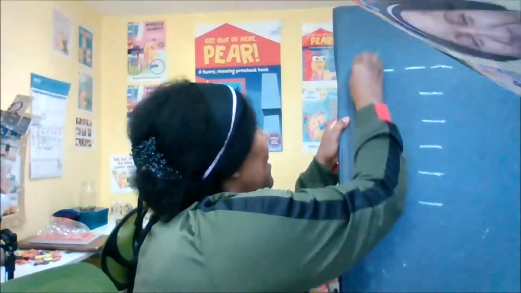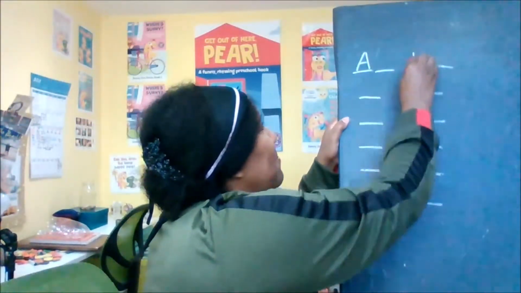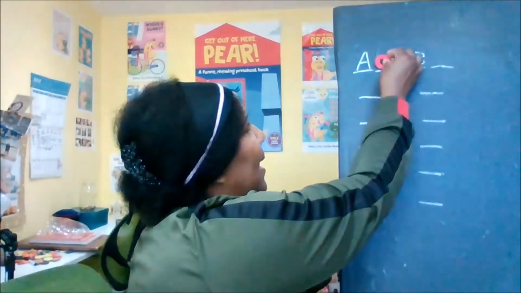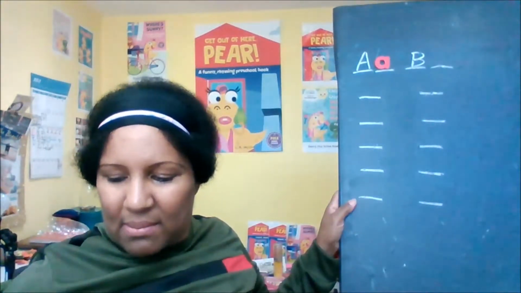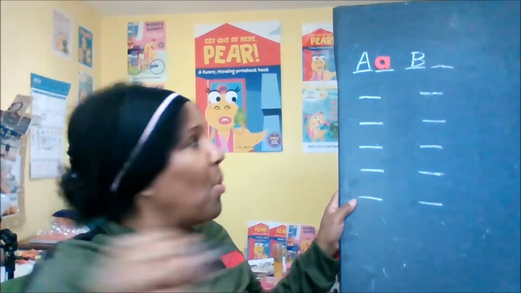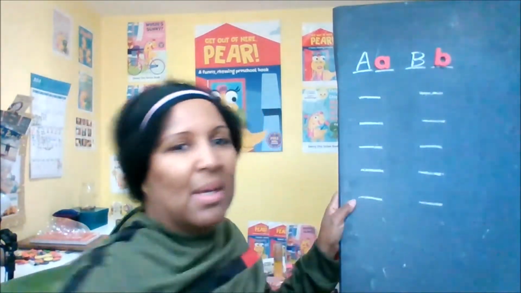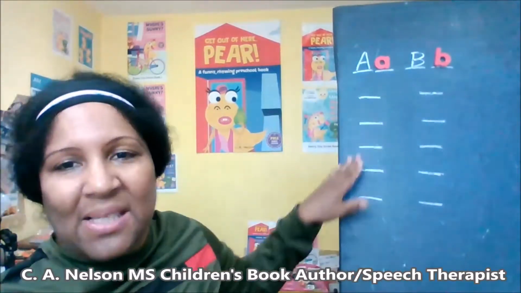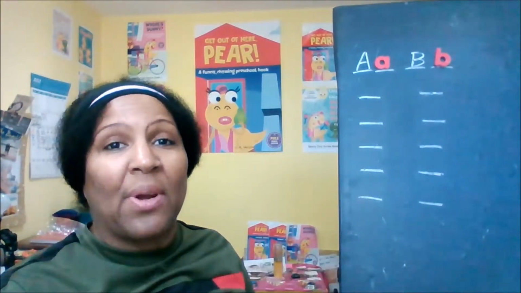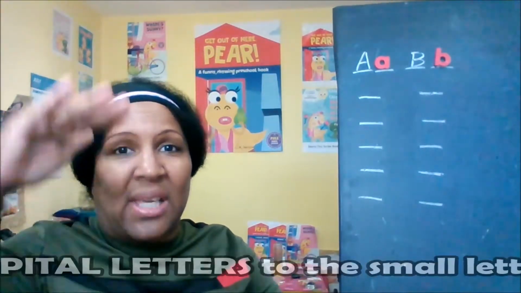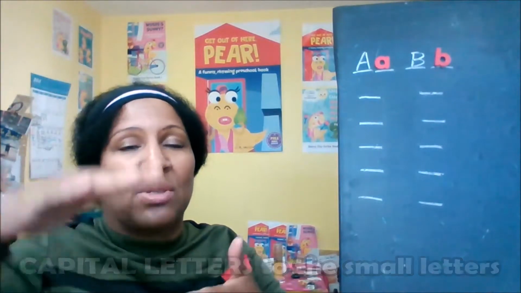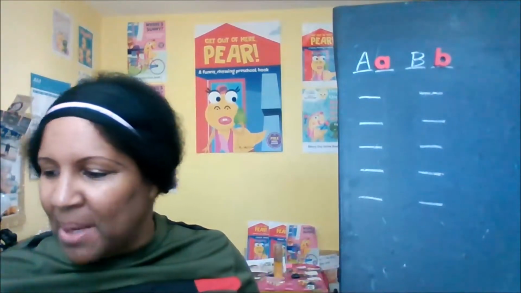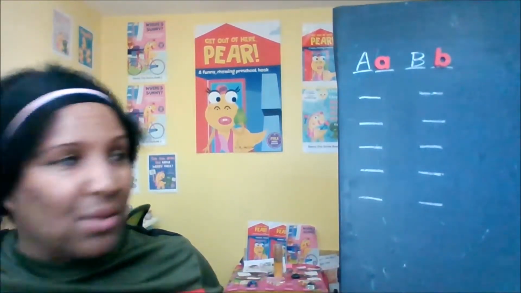A, that's big A, that's big B, and small a, and the small b. Okay? So from there, we're going to use what's up at the top to help us match the letters that go together. The big letters to the small letters, the capital letters to the small letters, the uppercase letters to the lowercase letters. All right?